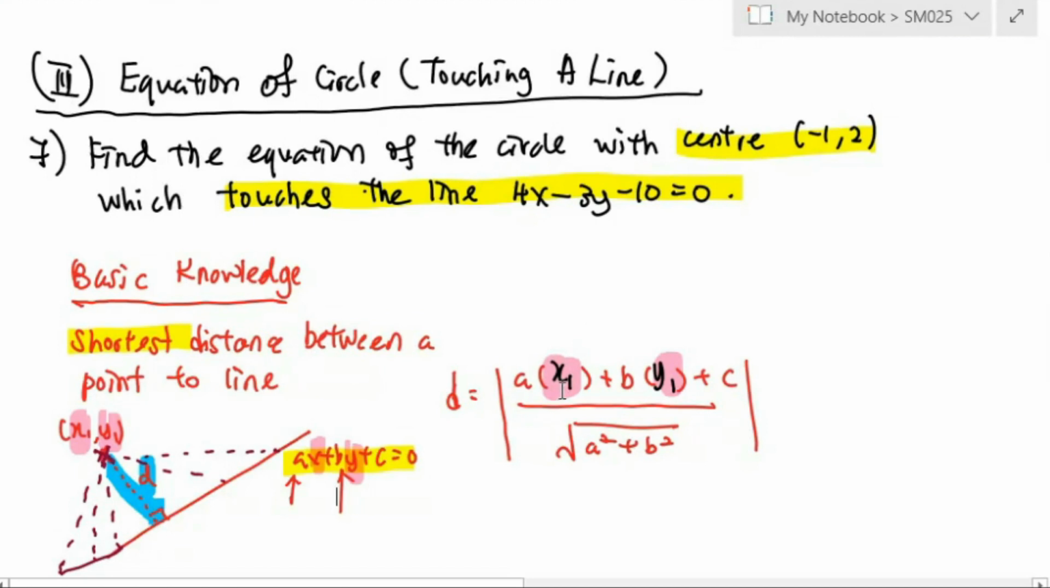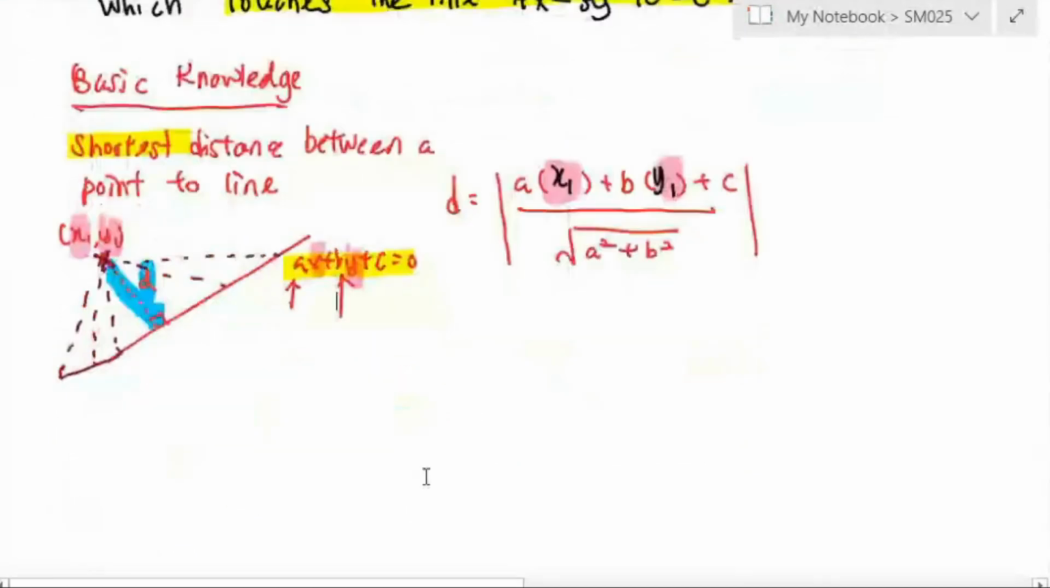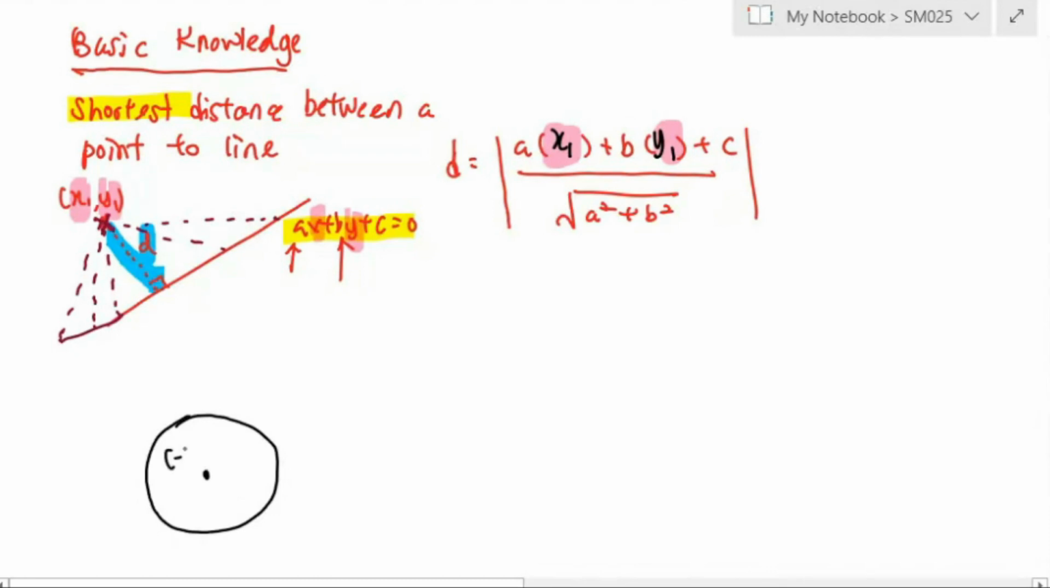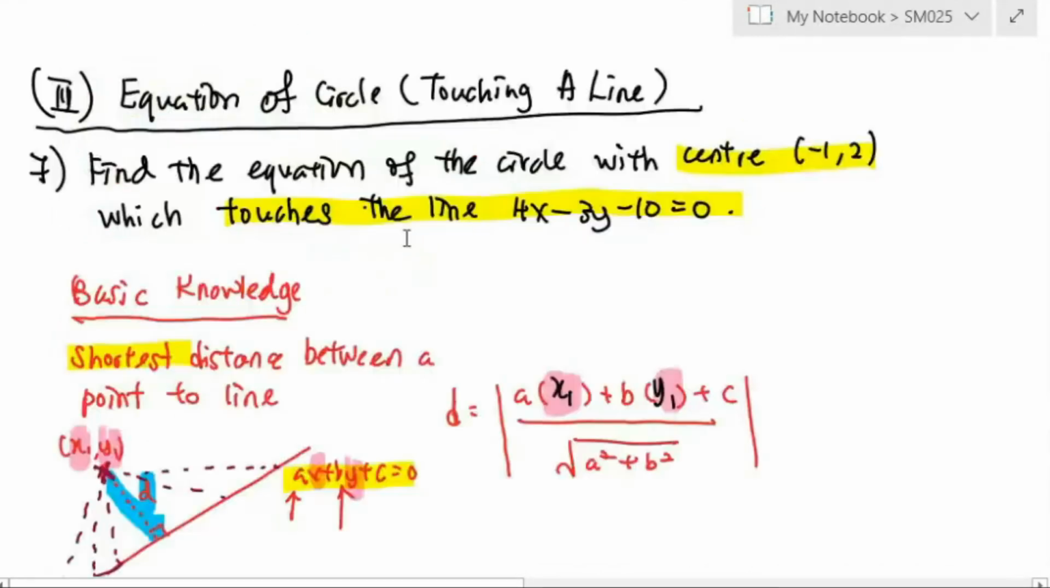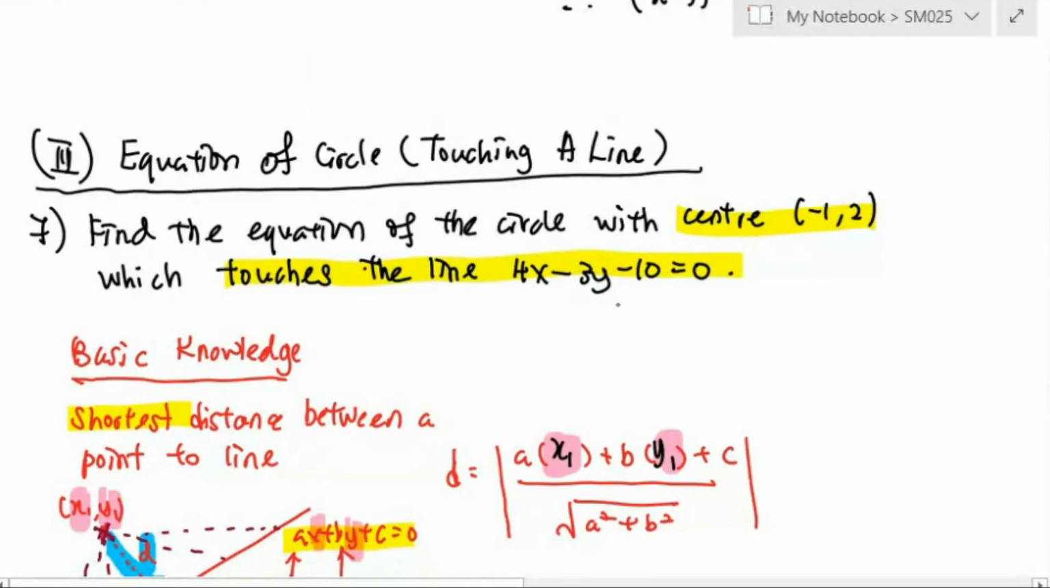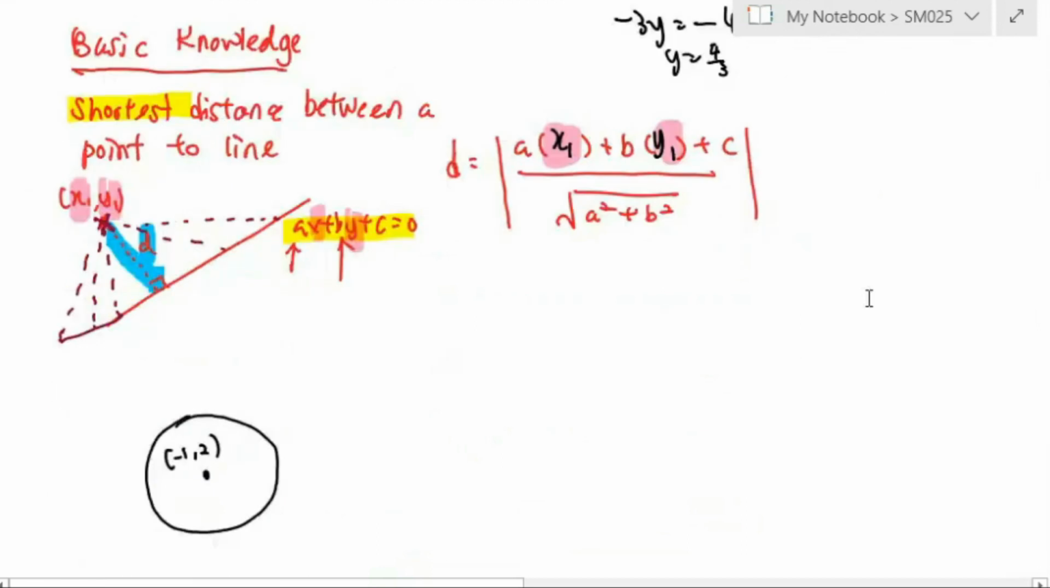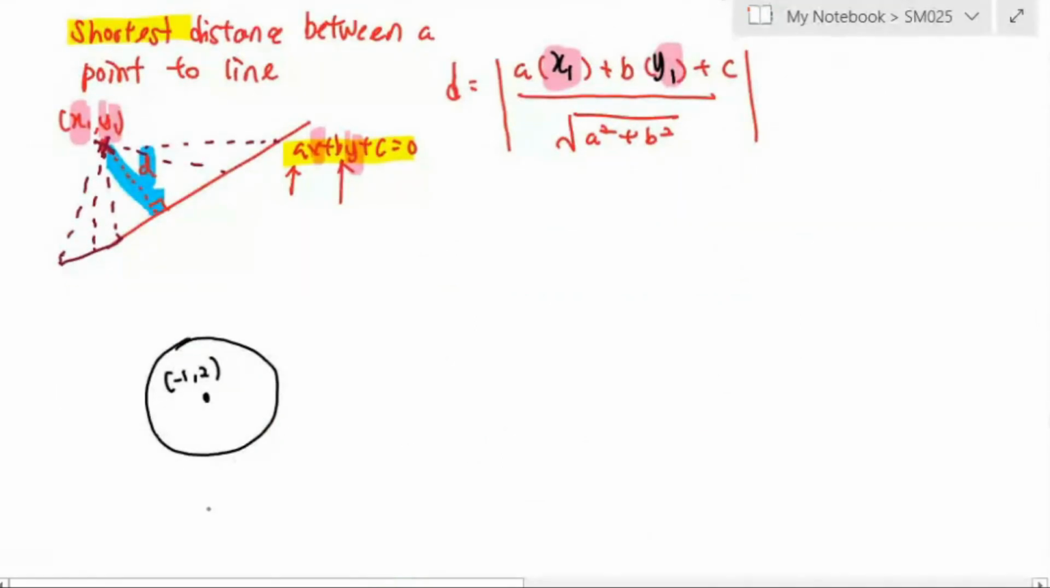Okay, so we go back to our question here. Find the equation of the circle. Center is -1, 2, and it touches a line. In gradient form, it will be -3y equals -4x plus 10, so y will be 4/3 x minus 10/3. So positive gradient. Therefore, I will draw the line in positive gradient. If negative gradient, then I'll draw my line coming down. The line equation here must be in general form, which is 4x minus 3y minus 10 equals 0.